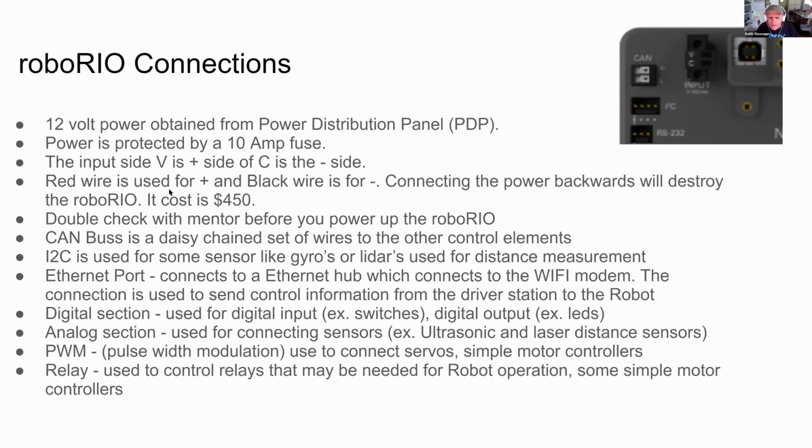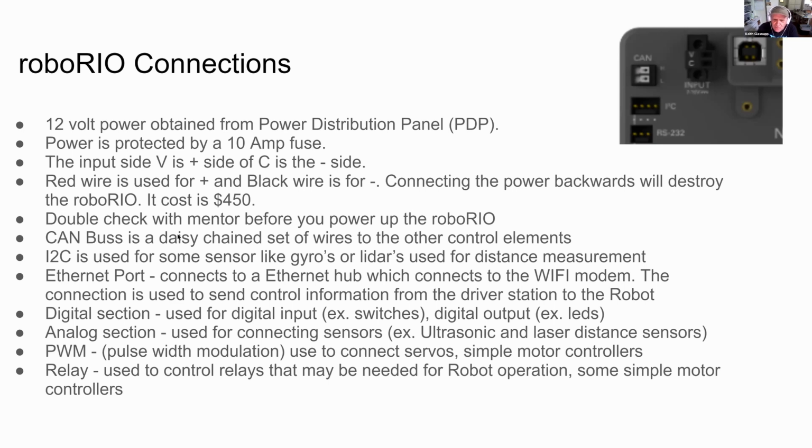Okay. And again, in our world and most electronics, red is used for the positive voltage and black is used for the negative voltage. And if you connect the RoboRio backwards, you will probably destroy it, and it's a $450 unit, so you don't want to screw that up. So anytime you wire up a RoboRio, check with the mentor before you power it up, just to make sure that it's wired correctly. That's very important.